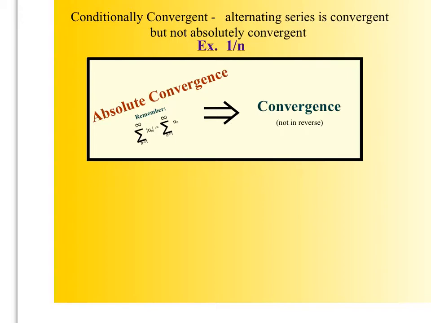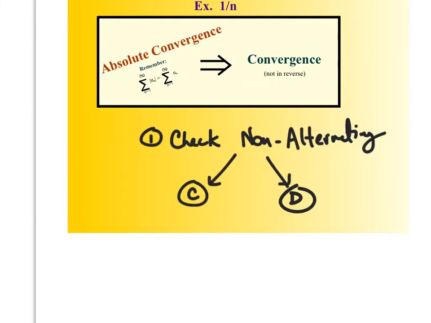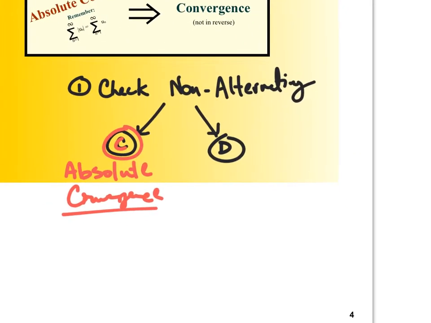Okay, basically what I had just said a moment ago. Your first step should always be to check the non-alternating series for convergence. If you get convergence for the non-alternating series, then you know you have absolute convergence. That ensures that the alternating series will converge. So you'd have absolute convergence, and you'd be done. Okay?